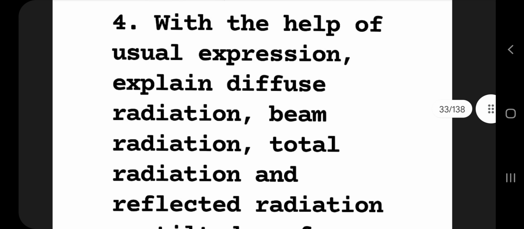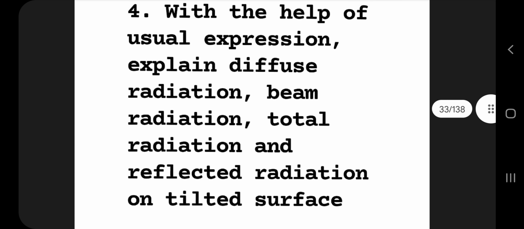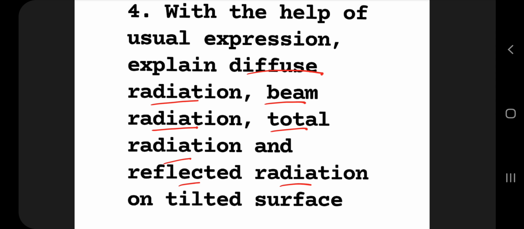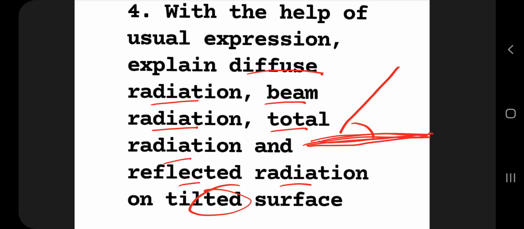Okay, coming to the next one, which is: explain with the help of usual expressions diffuse radiation, beam radiation, total radiation and reflected radiation on a tilted surface. Tilted surface, whenever you hear the word, what you have to first find out is, ask what is the tilting angle? Tilted surface means obviously there will be an angle between this line and this line, right? This is the tilted surface. So this angle you have to first calculate. Based on this angle, the diffuse radiation or the beam radiation will vary.